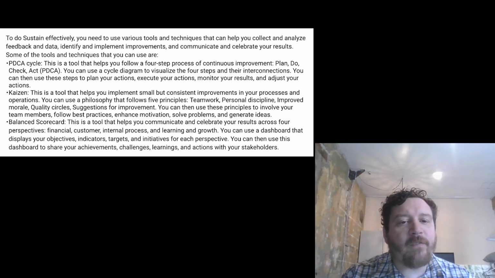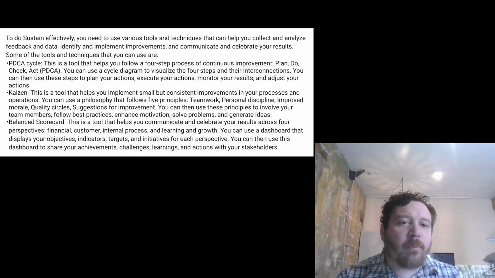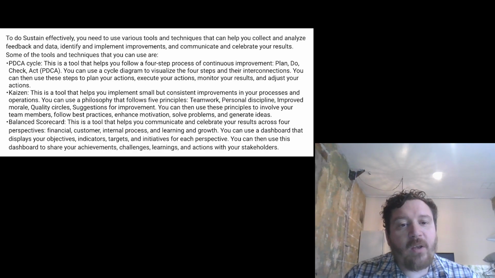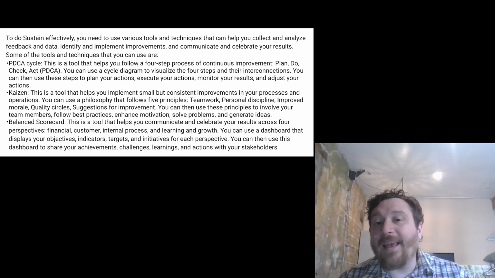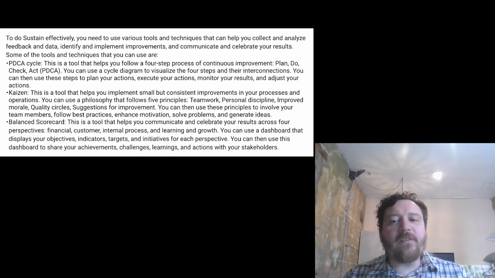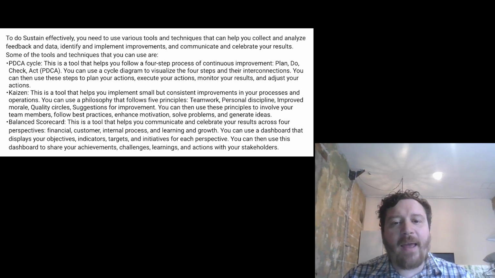We'll show you how to evaluate your outcomes and impacts, review your feedback and learning, and improve your processes and policies. Sustain is the stage where you assess your achievements and challenges, learn from your experiences and mistakes, and adjust your plan and actions accordingly. This stage is vital because it helps you maintain your success and growth and adapt to changes and uncertainties. It also helps you foster a culture of continuous improvement.